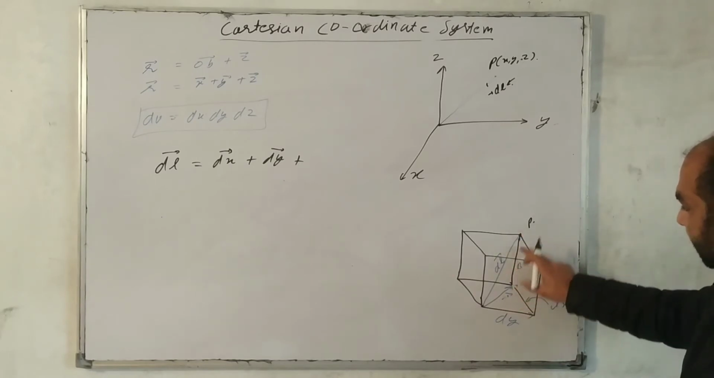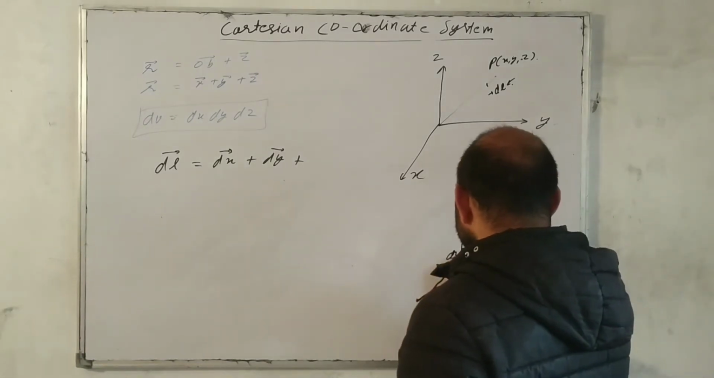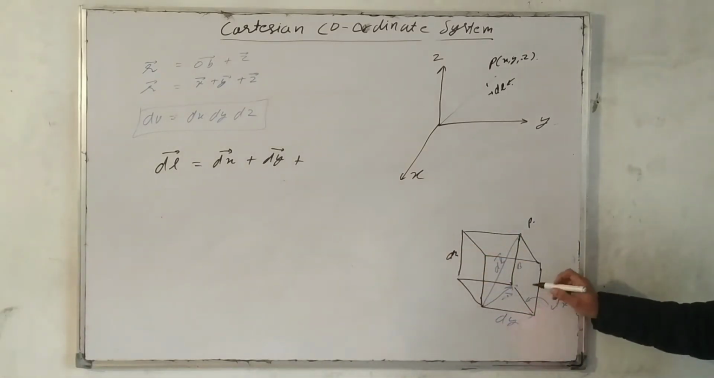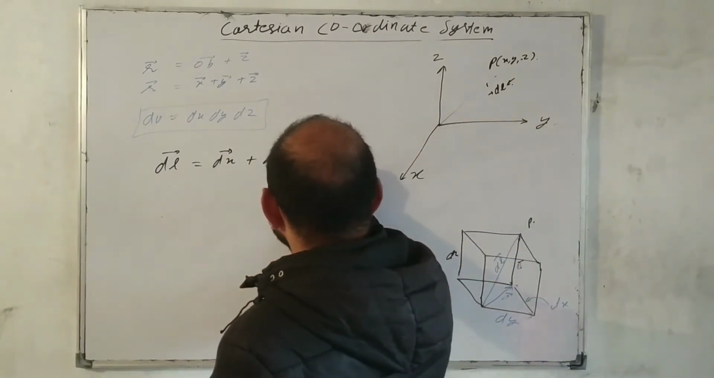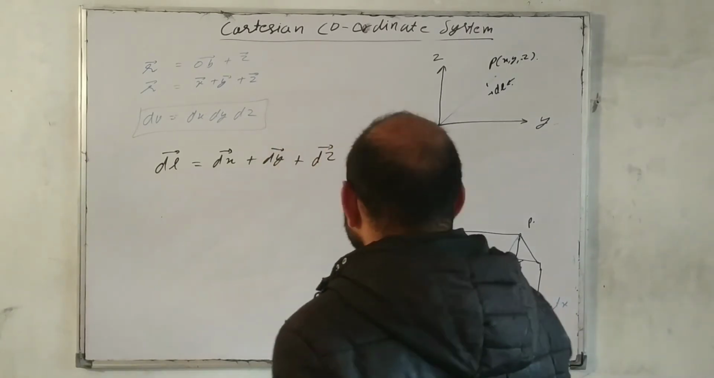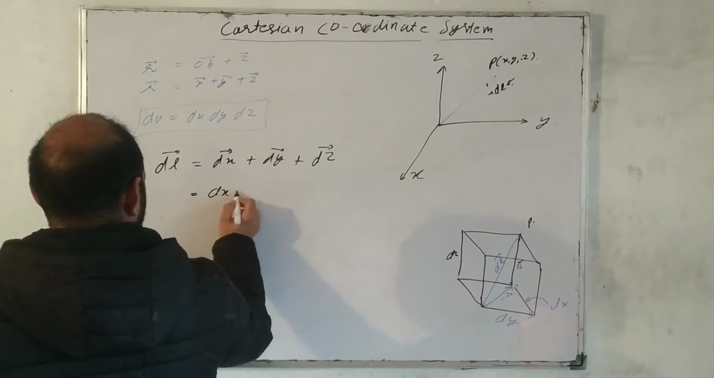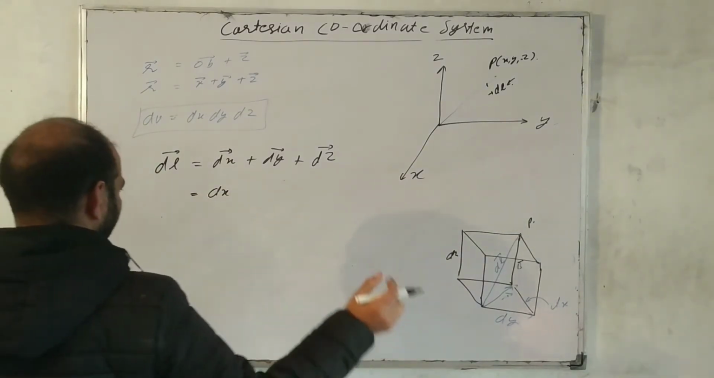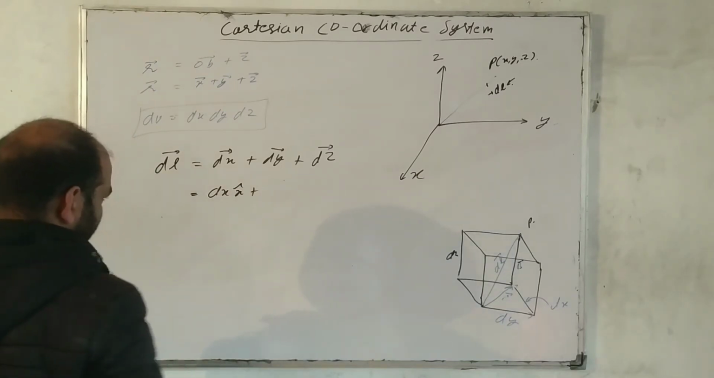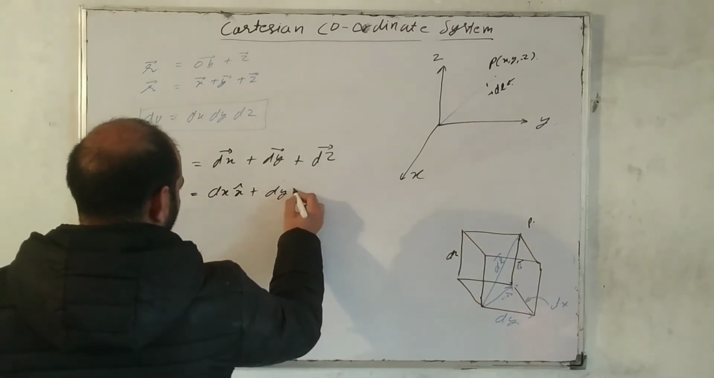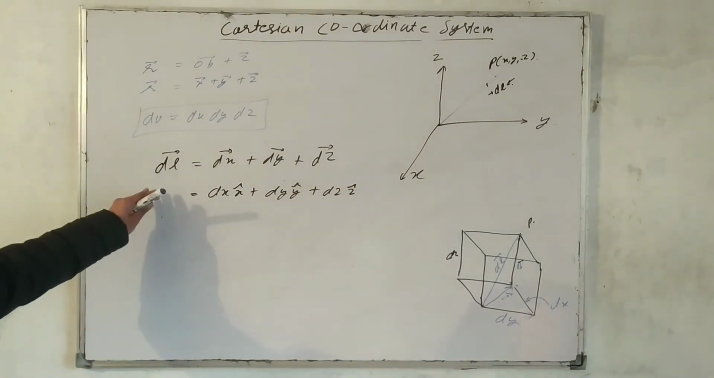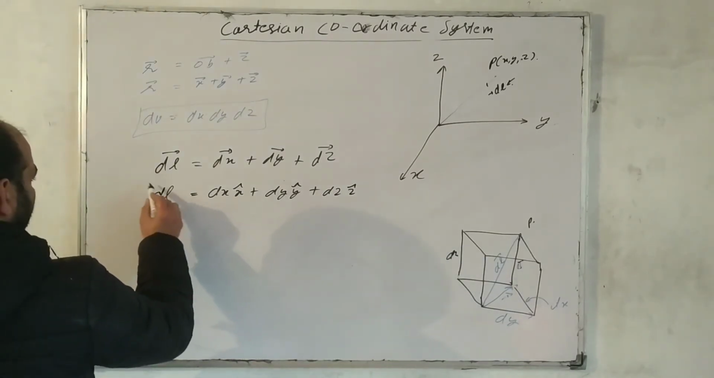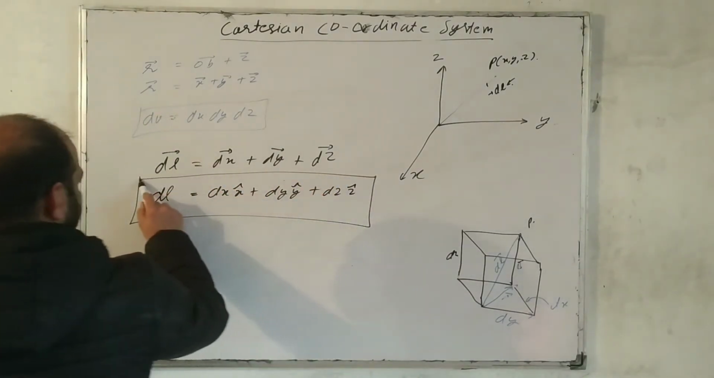This particular height is dz. If this is also dz, then all these four are dz. So the dl vector is equal to a vector plus b vector, but in b it is the dz vector. So I can write it as dx, which is its magnitude, infinitesimally small, times x cap, and dy y cap and dz z cap. So this is the line element in the Cartesian coordinate system.